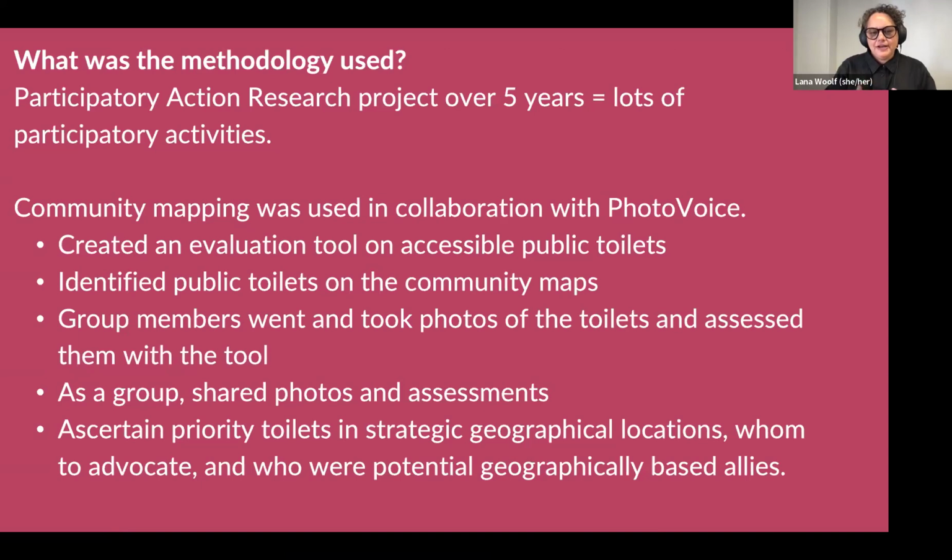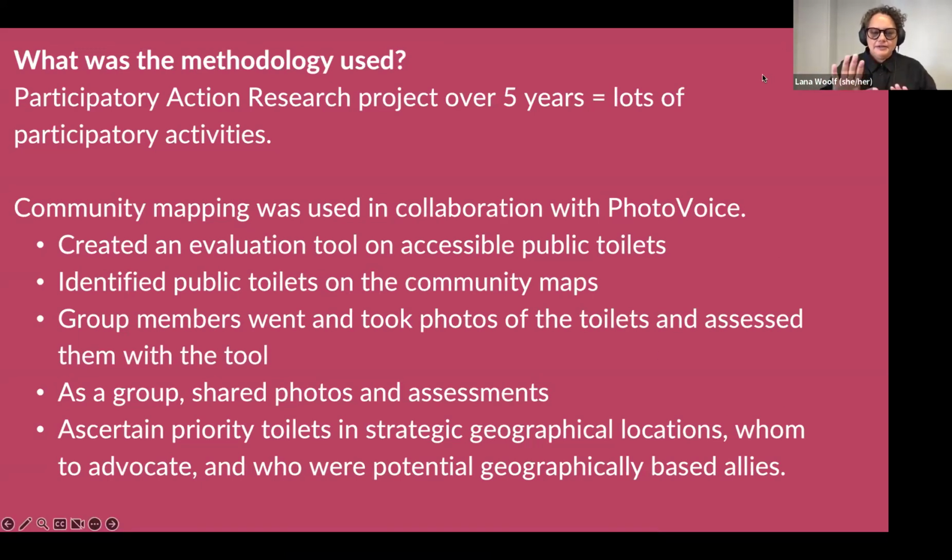And so they identified what they considered public toilets on community maps, which are toilets that they felt like they could go to. They could knock on the office of the Lura, the village head, and say, can I use your toilet? That was acceptable. So they considered that a public toilet, for example. So they identified all of the ones on the maps, and then the community went and took photos of the toilets and assessed them with the tool. And as they came back together to each other, they shared the photos and the assessments, and then marked on the map which ones they felt like were accessible or not accessible and why.